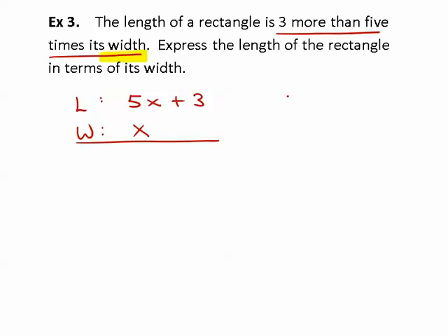Now you could have also drawn a picture of a rectangle, and it doesn't really have to be proportional, but this is just another technique you could use. We could let X be the width because we know the least about that from the first sentence. And then again it says the length is 3 more than 5 times the width. So how do we say 3 more than 5 times the width? Again, it's 5x plus 3.